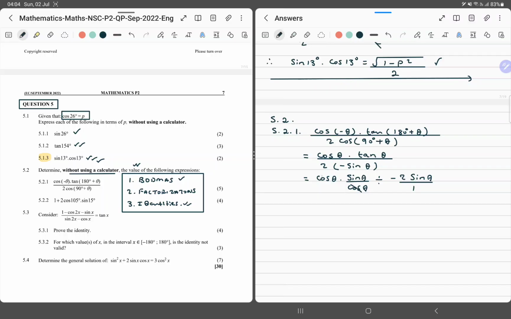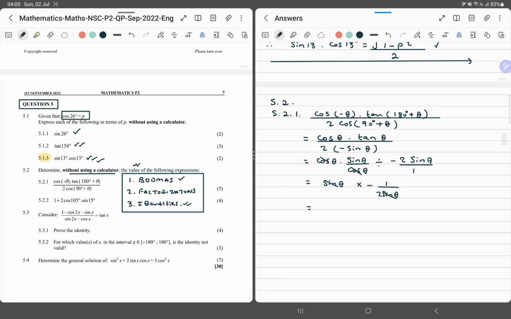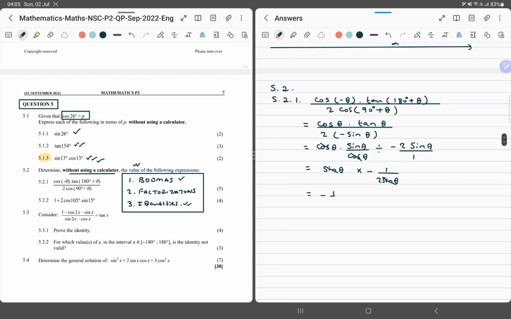I like to expand these things so that I can make my life a lot easier. So this is basically sine of theta. When you flip this, it becomes multiplied by minus 1 on the top, 2 sine theta. And then the sine thetas cancel. So this becomes minus a half.